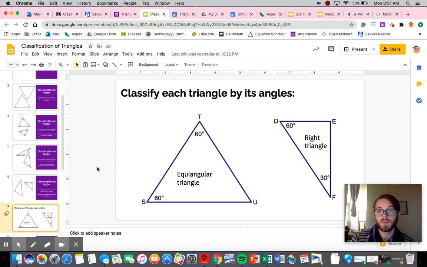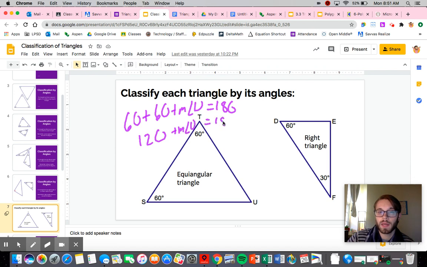All right. So if we're classifying these, we can see right away that if we look at this, we have 60 and 60. Because these all add up to 180, we have 60 plus 60 plus the measure of angle U equals 180. So this is 120 plus the measure of angle U equals 180. So the measure of angle U here is still equal to 60. So that's why this is equiangular.